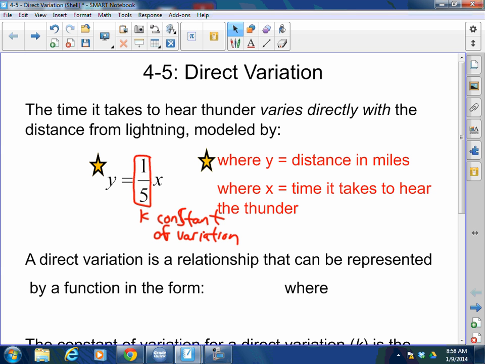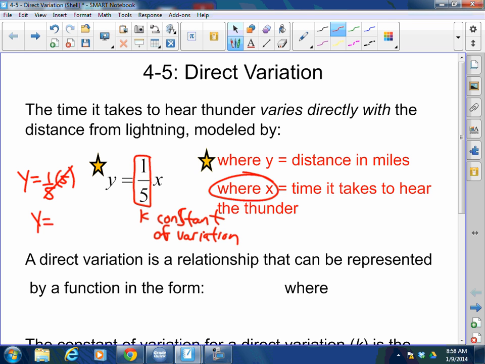Actually, I'm sorry, we reverse this. Y is the distance in miles. X is the time it takes to hear the thunder. So if it takes 5 seconds to hear the thunder, how many miles away is that lightning? Okay, y equals 1/5 times 5, which is 1 mile away, guys, not 25. You got to learn how to evaluate. You must plug into the correct variable.